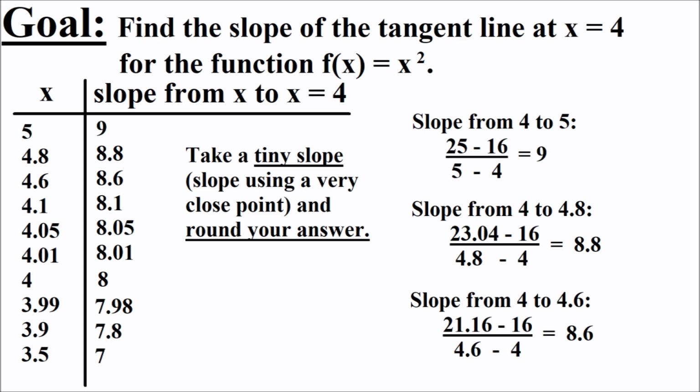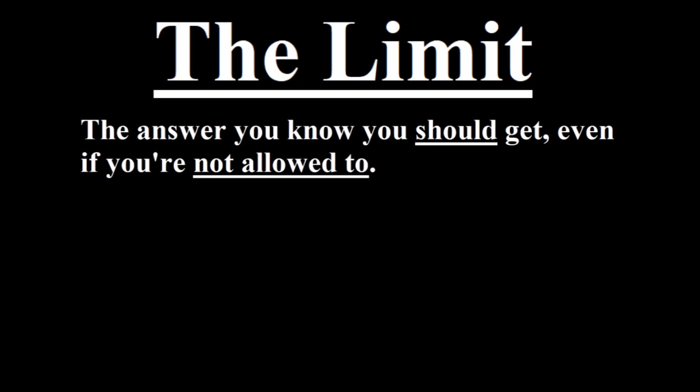This still is an exact process though, because as we saw, the slope formula simply cannot give you the most accurate answer because of the division by 0. The reason we can ignore this fact is because of our newest calculus concept, the limit. The shortest, simplest definition of a limit is the answer that you should get even if you're not allowed to.